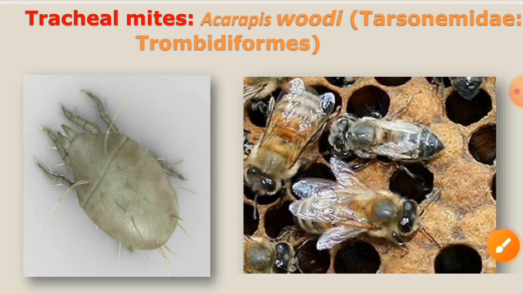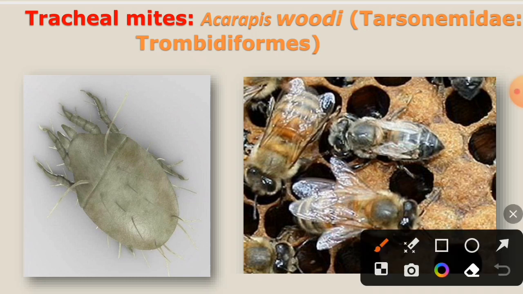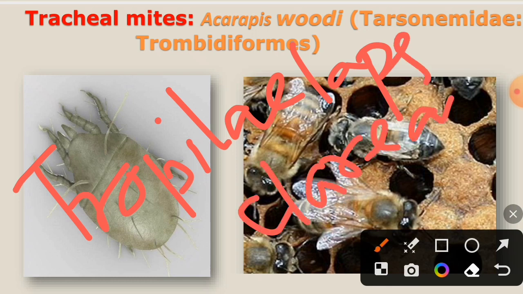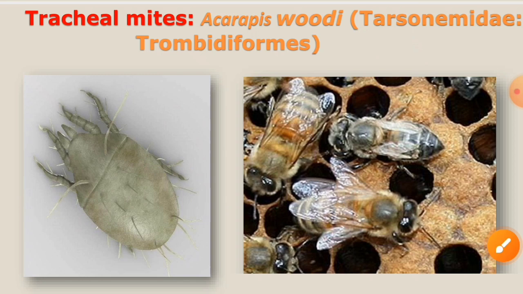Other than this, there is another mite which is called the brood mite, and its scientific name is Tropilaelaps clareae. It is not mentioned here, so I'll write it. Tropilaelaps clareae is called the brood mite, and this mite is an ectoparasitic mite. These Tropilaelaps clareae are serious ectoparasites on brood and adults of Apis mellifera.